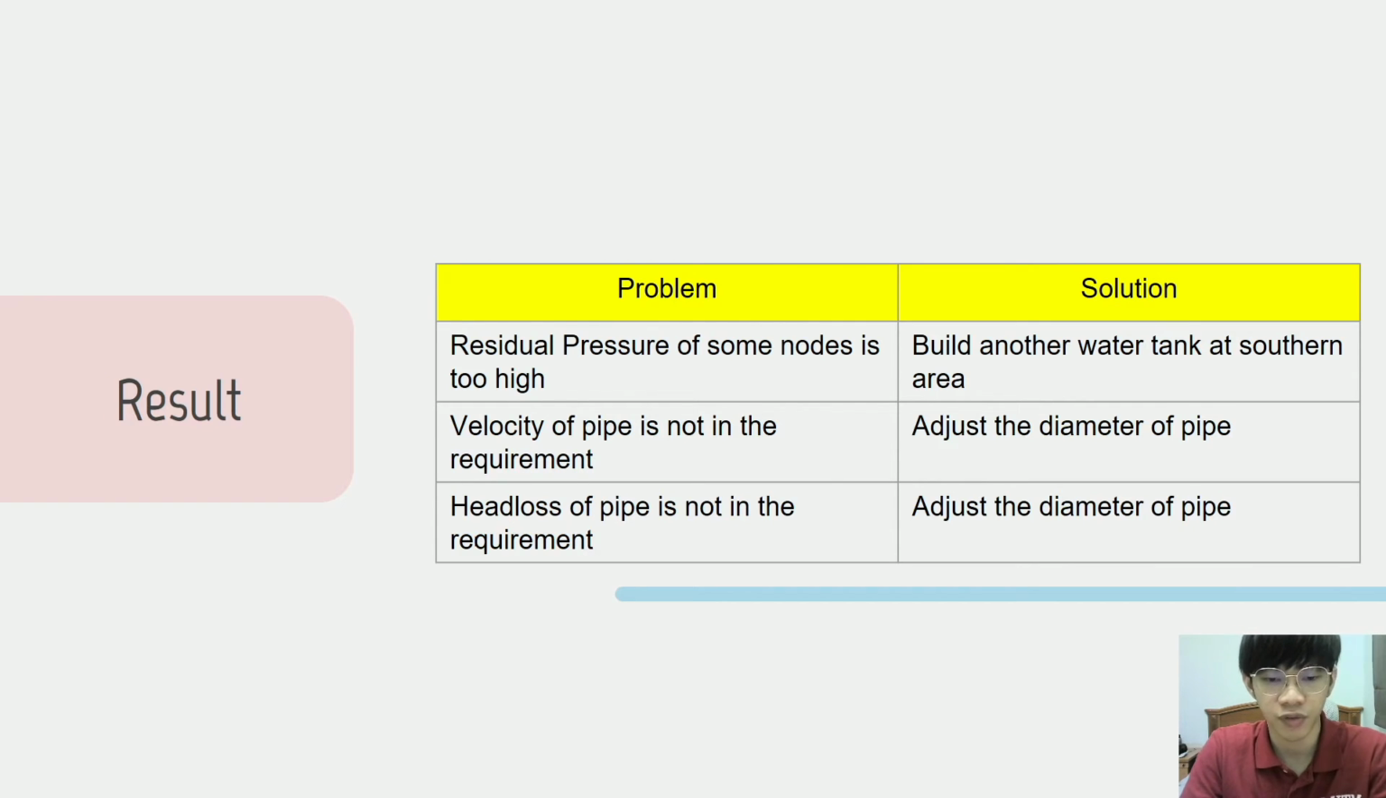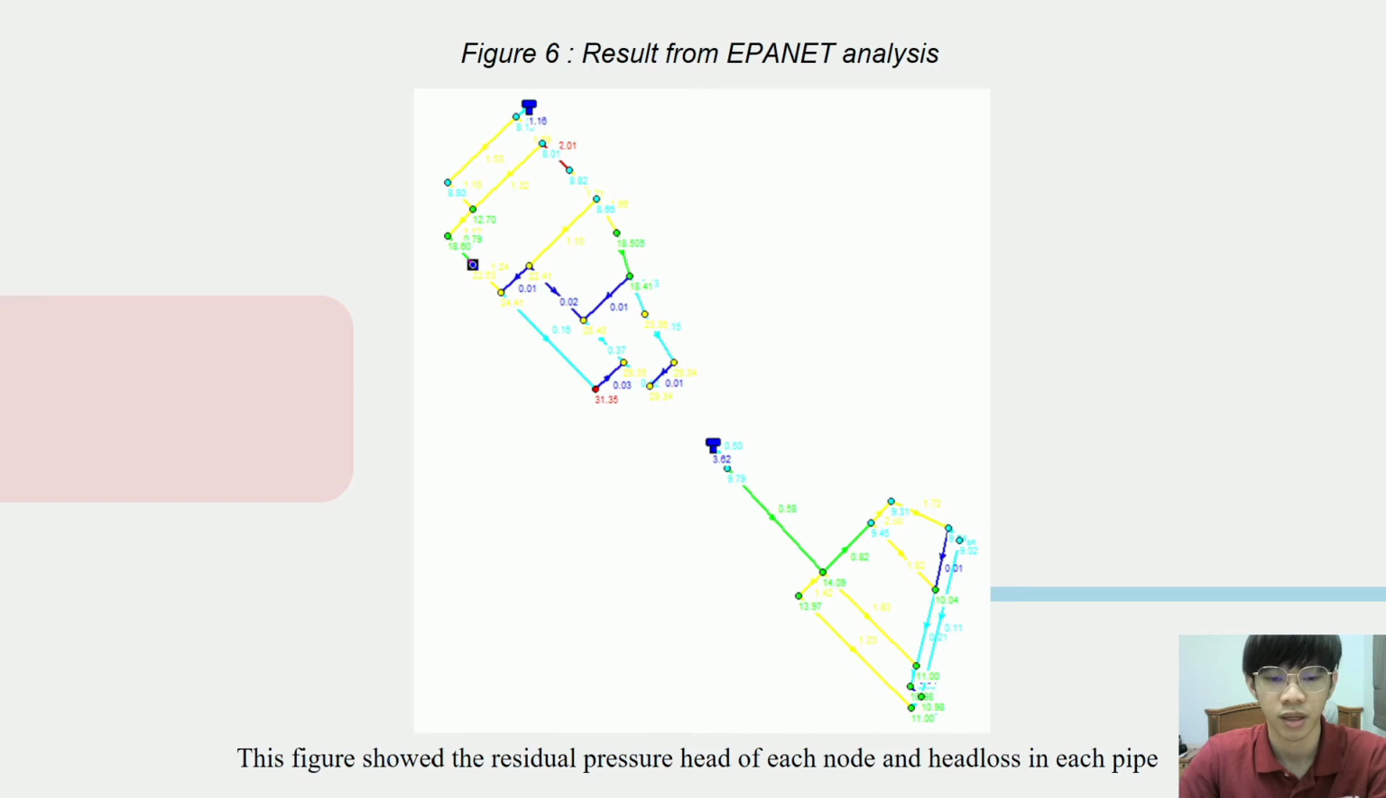The next issue is that the velocity and head loss of the pipe are not within the requirement. The only way we can solve it is to adjust the pipe to achieve a balance between velocity and head loss. This is the result from the EPANET analysis after we key in the water demand needed for each node, the elevation, and the total water demand needed by this project area. The result in table form has been shown in the report, so in my presentation, to give a clearer image of our result, I show it in figure form.